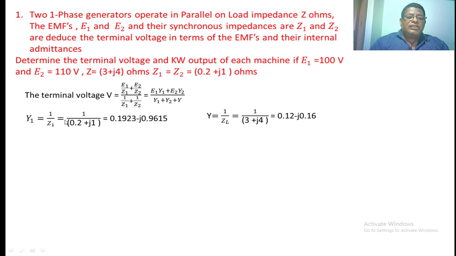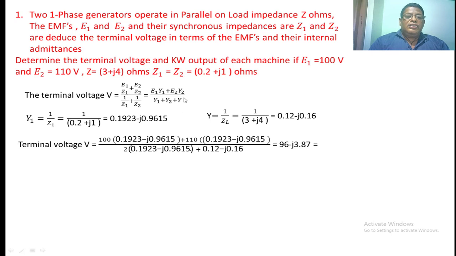Now we are finding the admittance of each generator. Y1 equal to 1 by Z1, that is equal to 1 by 0.2 plus j1, we are getting this value. In the same manner, load admittance Y equal to 1 by ZL, substituting the values, we get 0.12 minus j0.16. In this numerical, it is given that Z1 equal to Z2, so Y1 equal to Y2. In this formula, we substitute the values of E1 Y1, E2 Y2, Y1 plus Y2 plus Y, and we get 96 minus j3.87 volts. In polar form, 96.08 at angle minus 2.31 degrees.